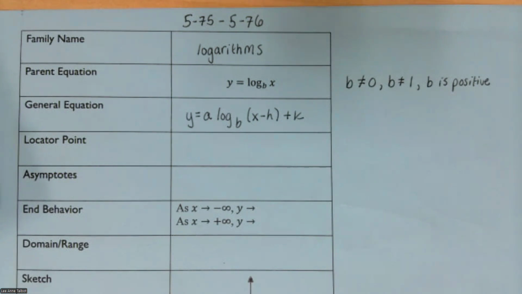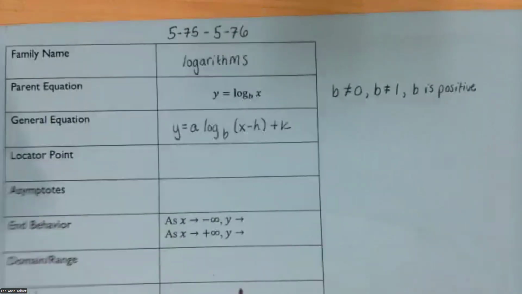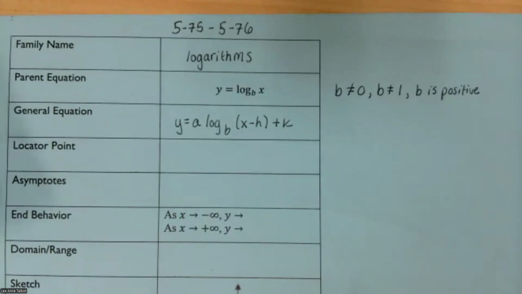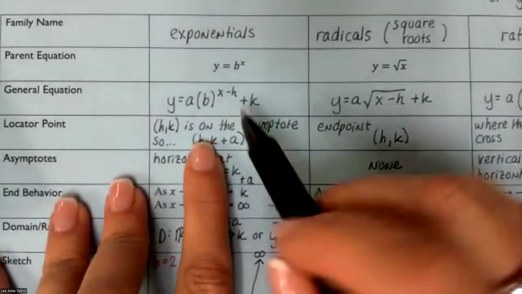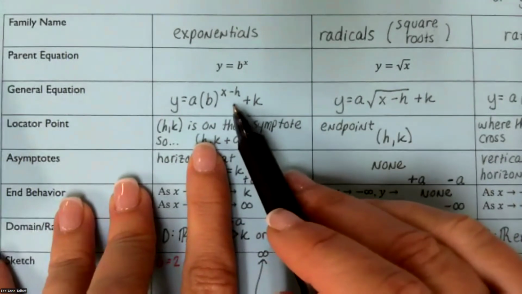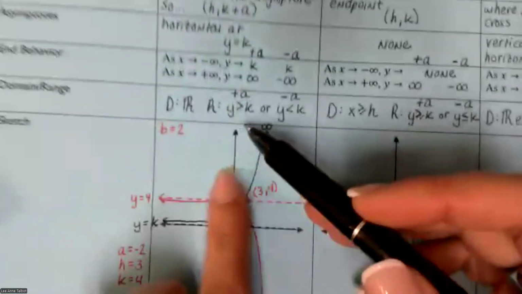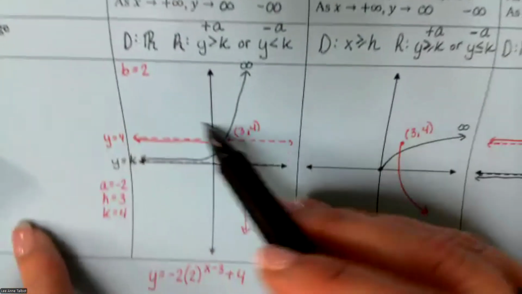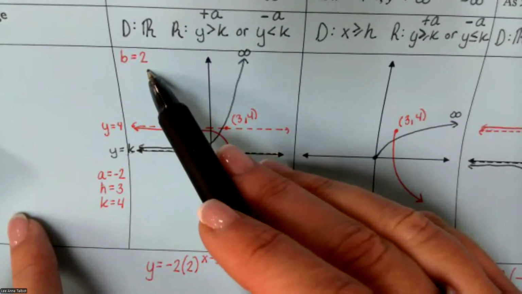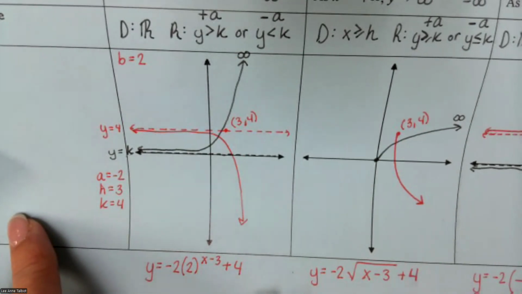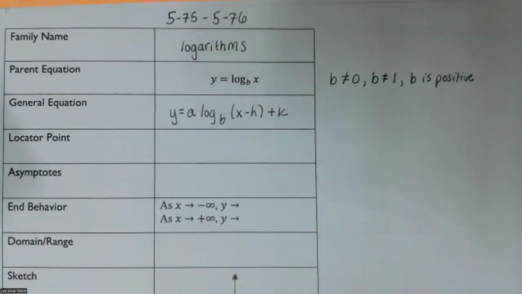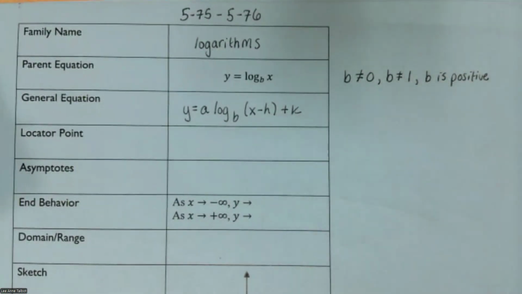Do you guys remember in the exponentials, I actually had to pick a base? I don't know if you remember. How long ago did we do this? Two months? If you look back here, here's the general equation for exponentials. And then down here, when I did an example, I had to pick B equals 2. I'm going to use the same B equals 2 for logs so they match up. Okay. You guys good so far?